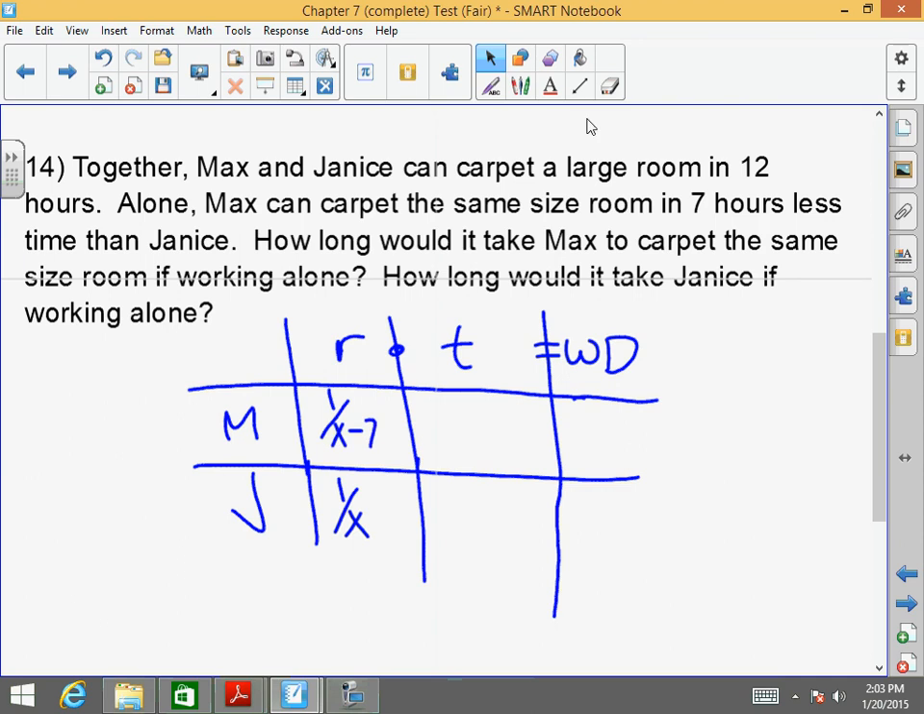They do the same job together in 12 hours, though. So when they're working together, their time is 12. So what's the work done? 12 over x minus 7 for Max, and 12 over x for Janice.